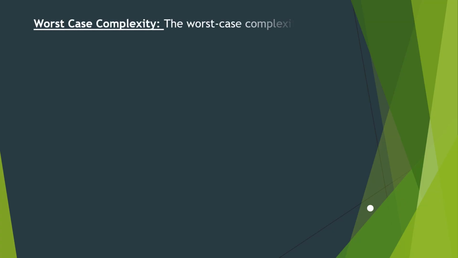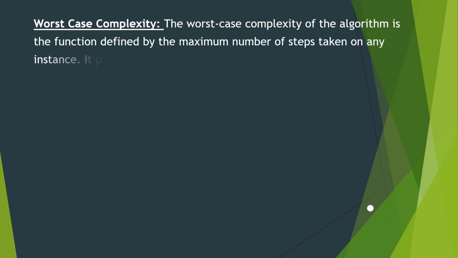Worst case complexity. The worst case complexity of the algorithm is the function defined by the maximum number of steps taken on any instance. It provides an upper bound on running time. It means the maximum number of steps taken by the algorithm is known as the worst case.